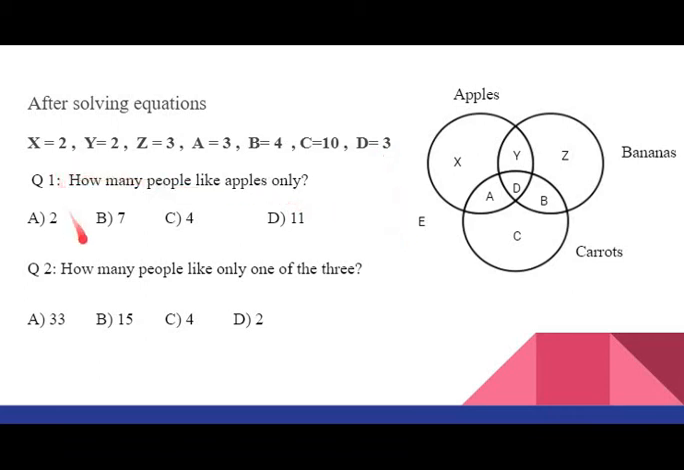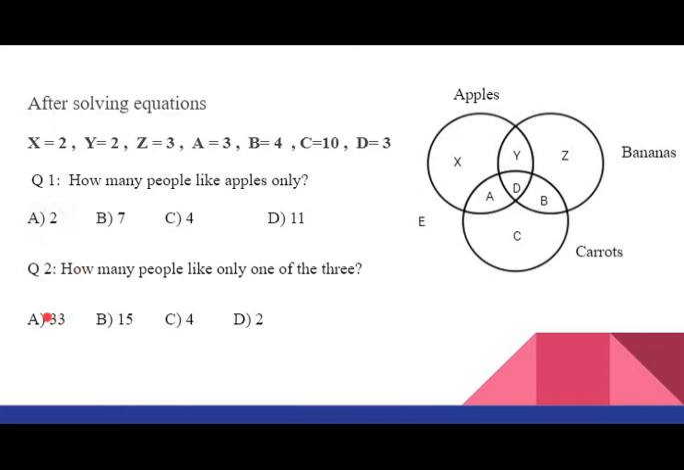The first question is, how many people like the apples only? Now here is the word only. So the region which represents the number of people who like apple only is given by x. So the value of x is 2. So the answer will be 2.